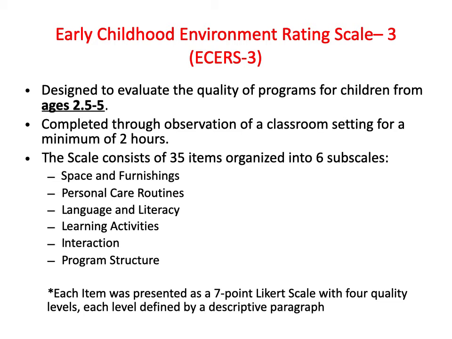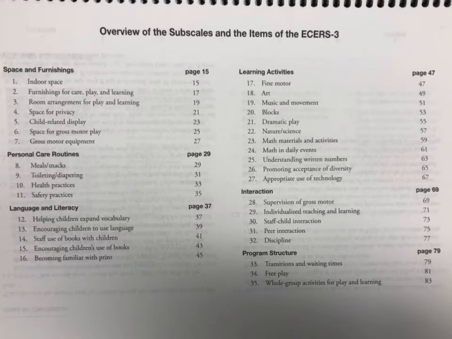So let's take a look at the very first page of the tool. So you see, this is the table of contents of ECERS. There are 6 categories: space and furnishing, personal care routine, and you see there are 35 items, right?